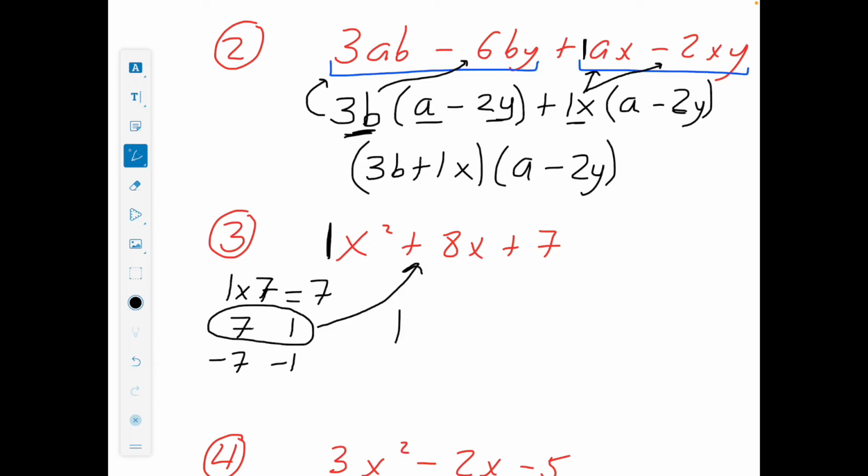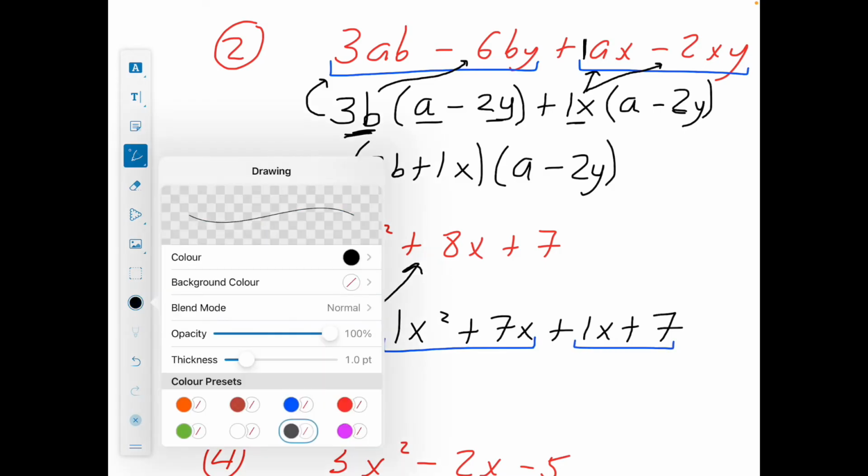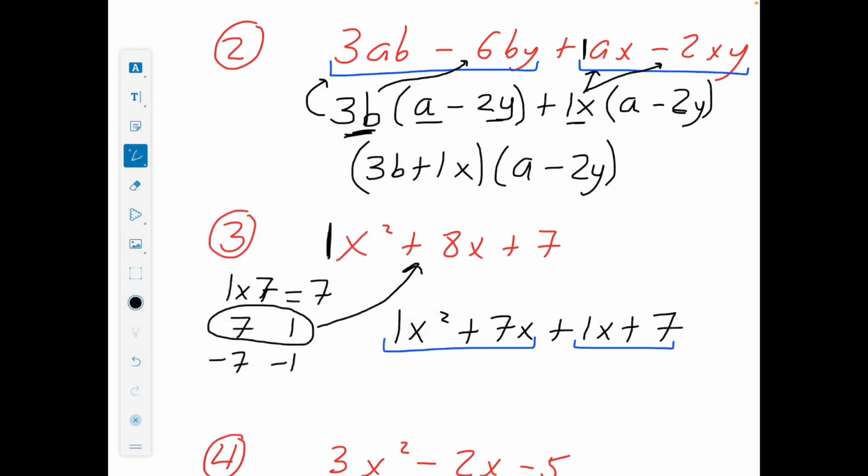Okay, so now I'm going to rewrite my question, but instead of writing 8x, I'm going to add 7x plus 1x. So our new question is 1x squared plus 7x plus 1x plus 7. Now, we're back to a grouping question because there's 4 terms. So the first 2 together and the second 2 together. So biggest number that will divide into 1 and 7 is 1. What letter do they have in common? So they both have an x. Okay, one is an x squared, one is an x.